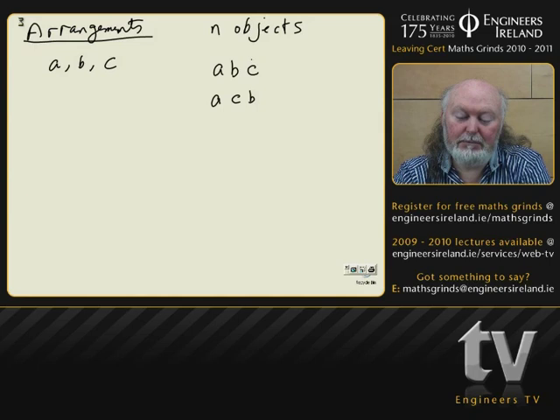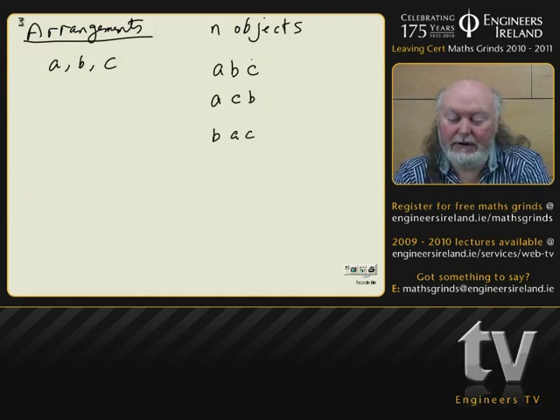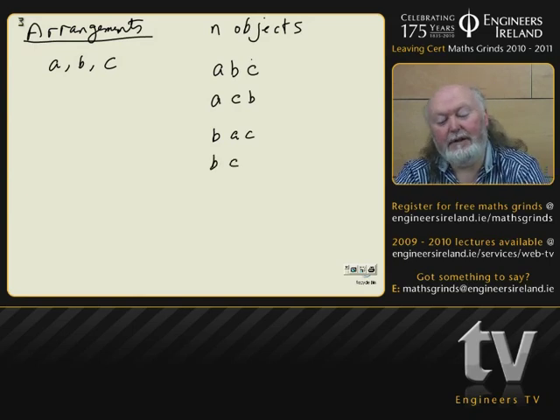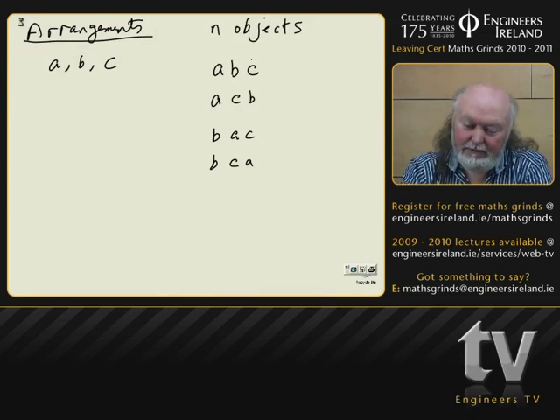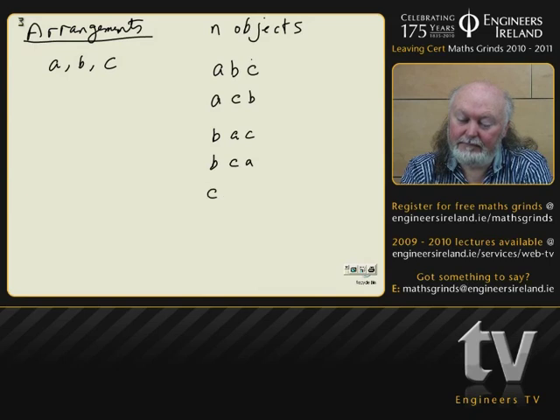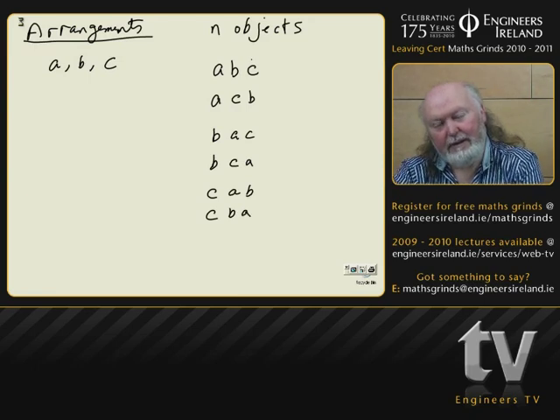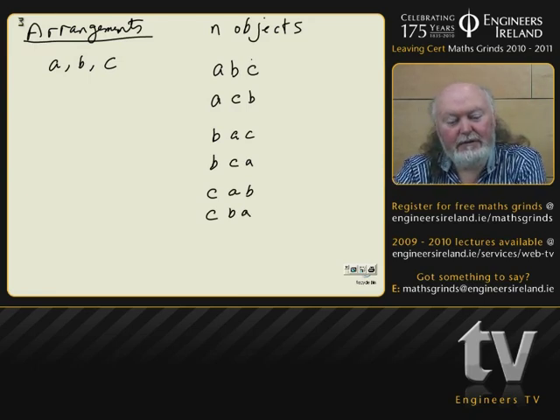So now I'll say, let's put B first, and we'll go AC. So then BC. With the B at the beginning, there's really nothing else we can do here. Let's put C first. That's 6 possible ways of arranging these 3 items. And there really isn't any other way.